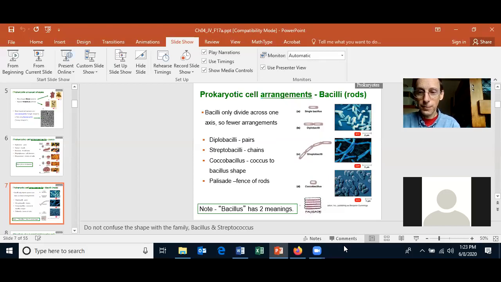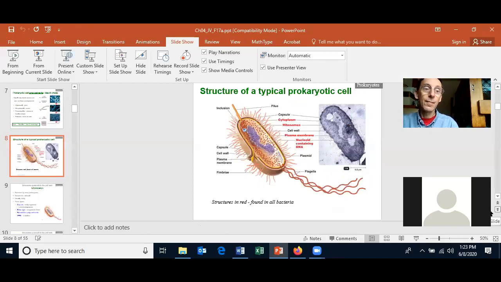Excuse me, trying to move on to the next slide. All right, any question about the cellular growth arrangements or the cell shapes that bacteria take? If not, let's move on to the structure of some typical prokaryotic cells.